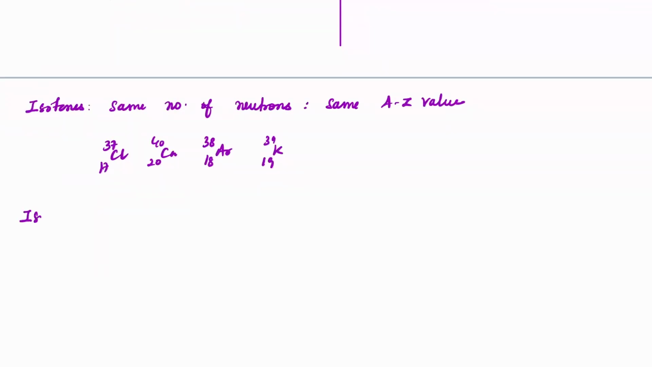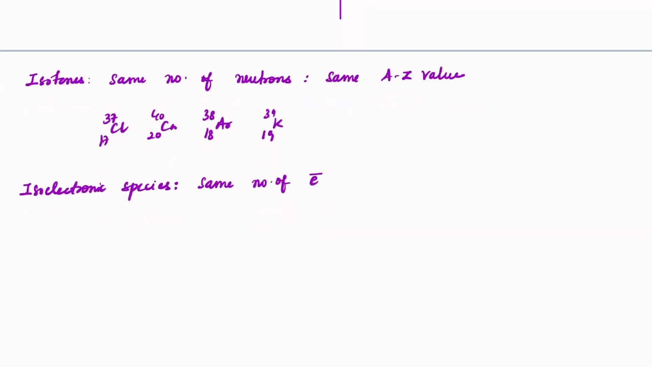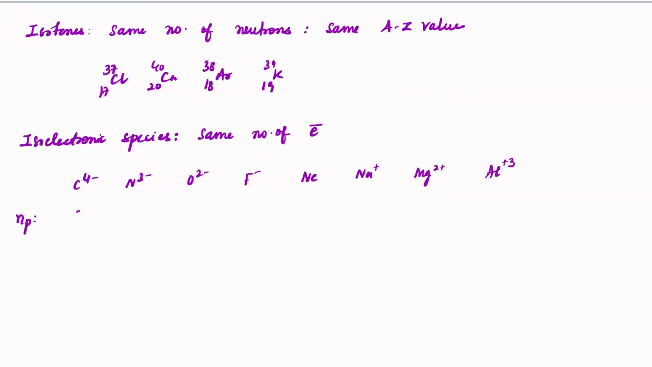And lastly, isoelectronic species. Isoelectronic species means simply the same total number of electrons present. For example, C4 minus, N3 minus, O2 minus, F minus, Ne, Na plus, Mg2 plus, Al3 plus. Now, the number of protons are different here. So this is 6, 7, 8, 9, 10, 11, 12, 13. The Z value is different.